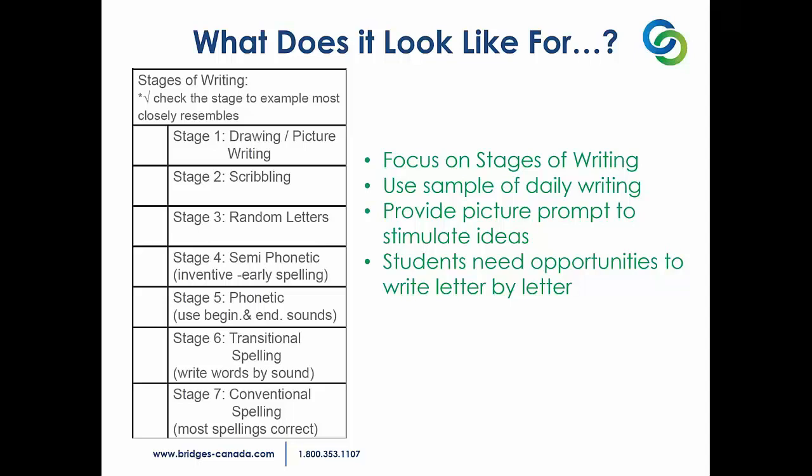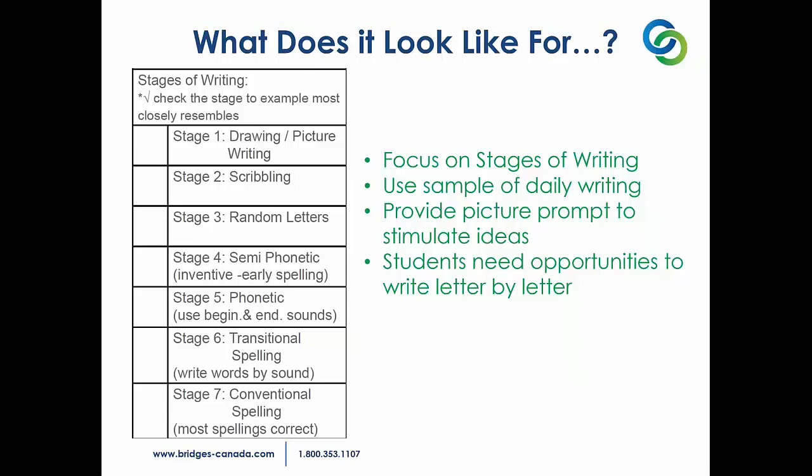Stage 2 is scribbling. Stage 3 is a student who's using random letters, but not in a very focused or purposeful way. Stage 4 is a student using semi-phonetic writing, sometimes called inventive or early spelling, so they have some of the correct letters and sounds. At stage 5, we call them the phonetic writer, who is beginning to use the beginning and ending sounds consistently.